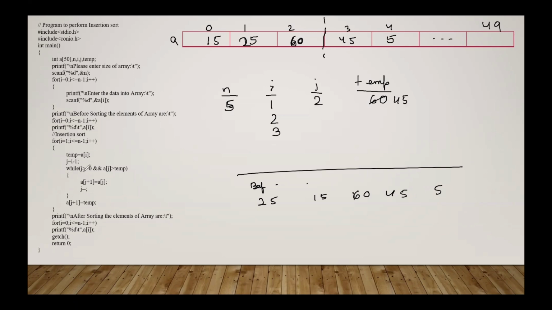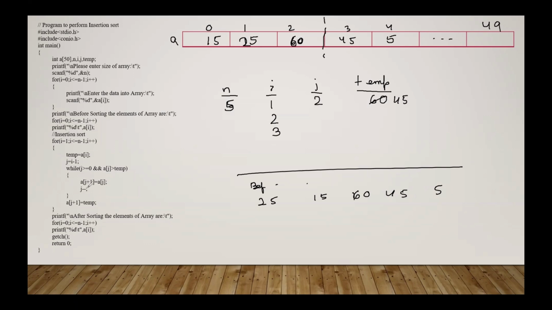Now, while j is greater than or equal to 0, yes, 2 is greater than or equal to 0, it is true. If it is true, it will check the other condition. a[j], a[2] means 60. 60 is greater than 45, yes, it is true. If both conditions are true, then the body of the while loop will be executed.